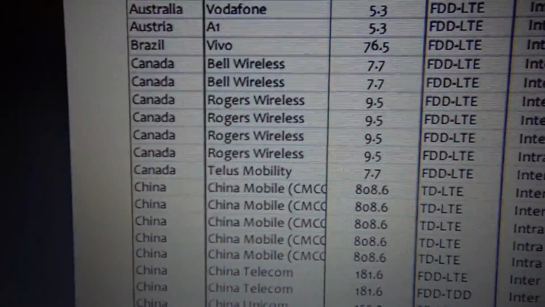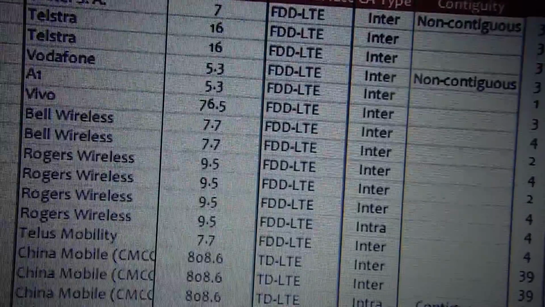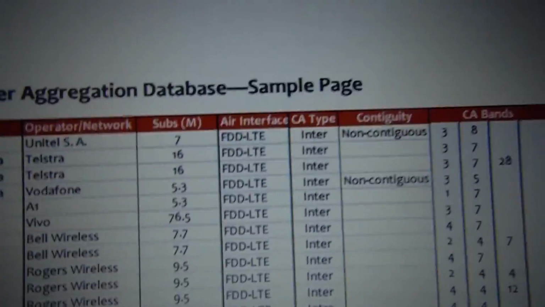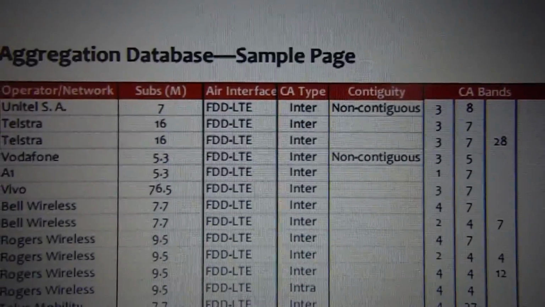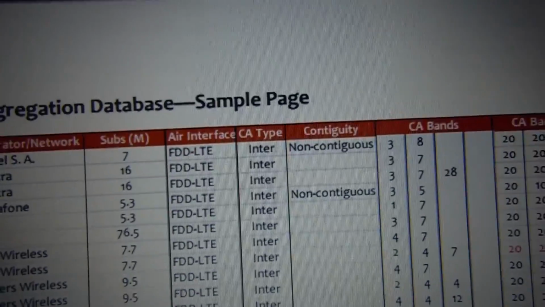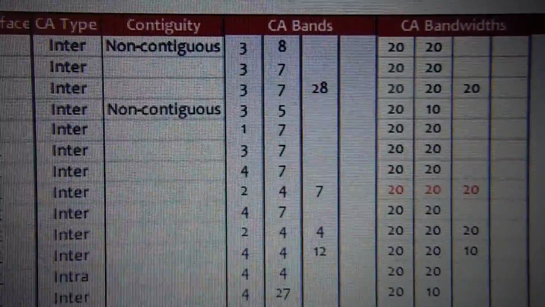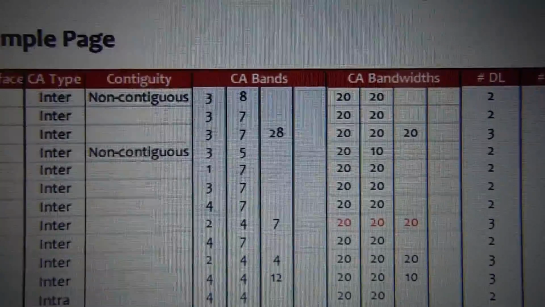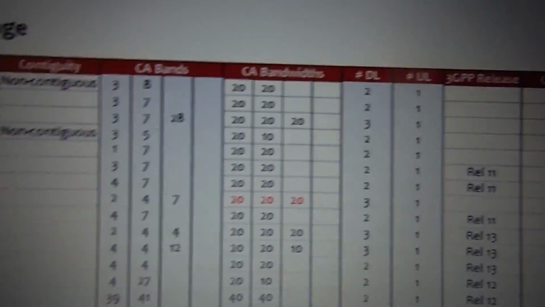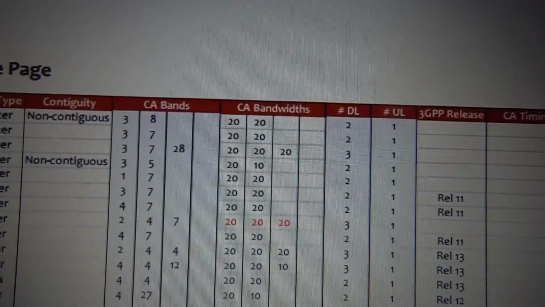So, for example, we'll have Canada here, or China Mobile, of course, and you get all the different subscribers they might have and the specific type of the carrier aggregation, whether it's inter or intra, whether it's contiguous or non-contiguous, whether the bands are lined up specifically and the megahertz is together, and then which bands they're using, and how much spectrum within each band it's using. So it's pretty helpful if you work in the mobile industry to know these kinds of things and these details.